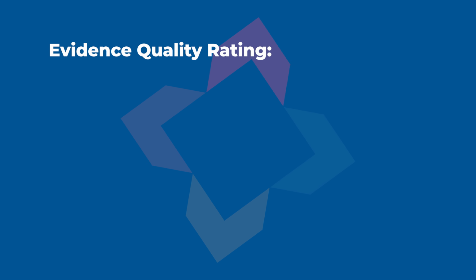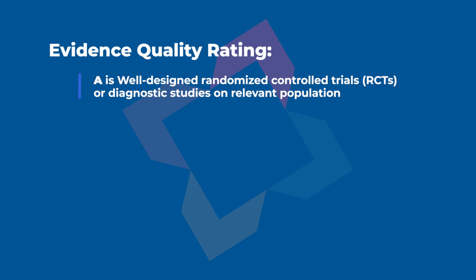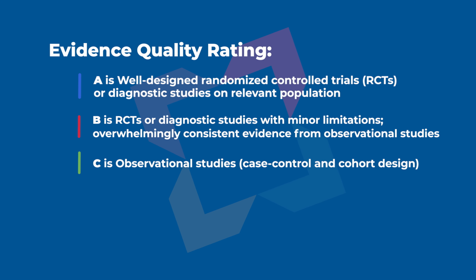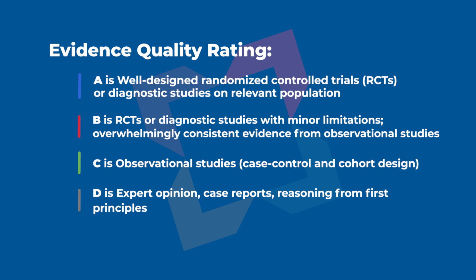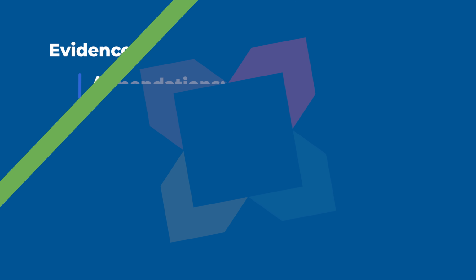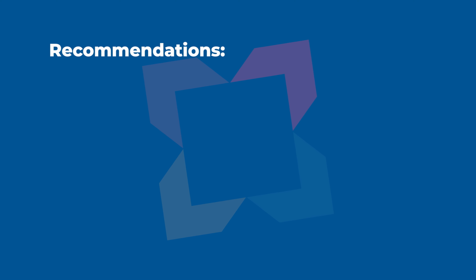The explanation of evidence quality rating is broken down to A, B, C, D, and X. A is well-designed randomized controlled trials, or RCTs for short, or diagnostic studies on relevant populations. B is RCTs or diagnostic studies with minor limitations or overwhelmingly consistent evidence from observational studies. C is observational studies, case control and cohort design. D is expert opinion, case reports, and reasoning from first principles. And X is exceptional situations where validating studies cannot be performed and there is a clear preponderance of benefit or harm. Now let's jump right in and explore the recommendations and takeaways from this guideline.